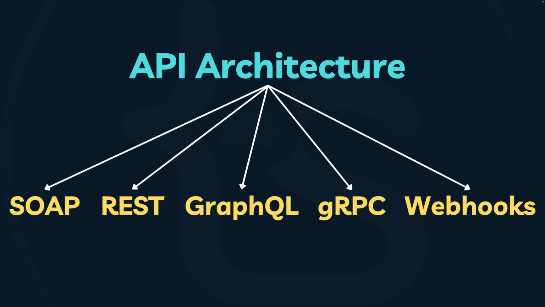So I hope these API architectures at a very high level are clear to you. SOAP, REST, GraphQL, gRPC, and webhooks.